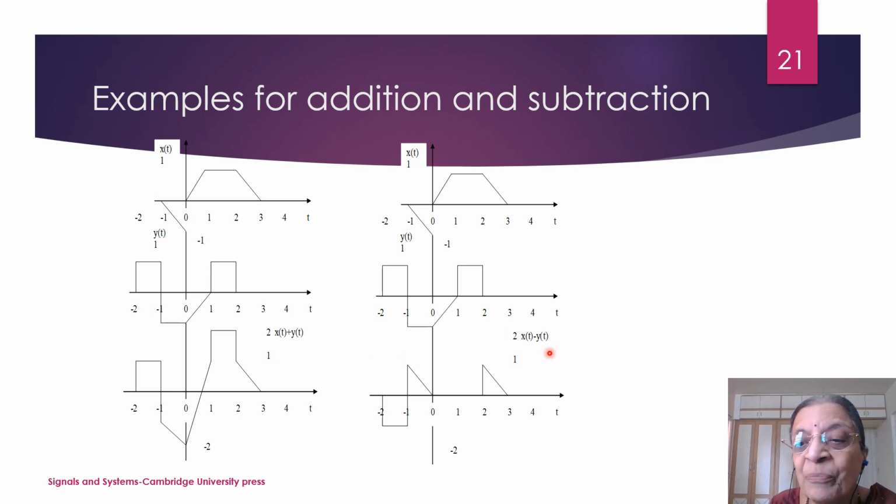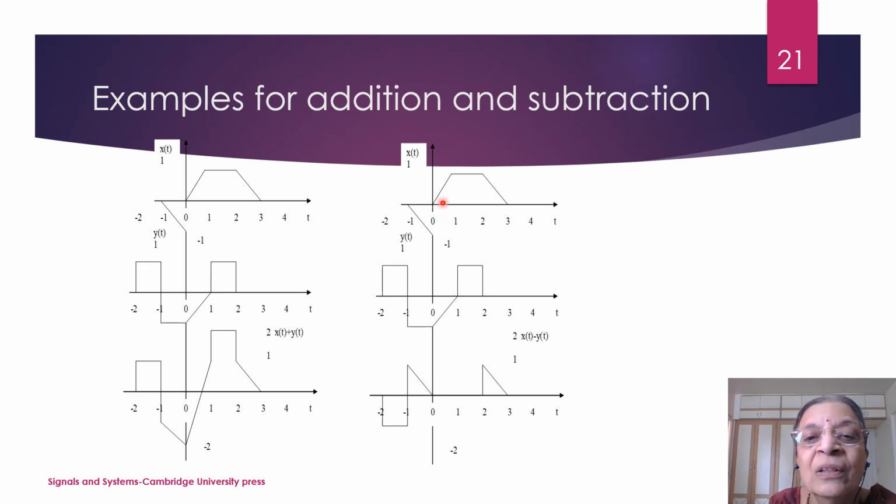Now see here, this is subtraction, x of t minus y of t. Between minus 2 to minus 1, x of t is not existing, only y of t is existing. You take x of t minus y of t, so y of t will invert, right? Now between minus 1 to 0, this is varying like this, and this is existing, and it is equal to minus 1. It will be negative, minus of minus 1, so it will be equal to 1. So between 1 to 0, it will vary like this.